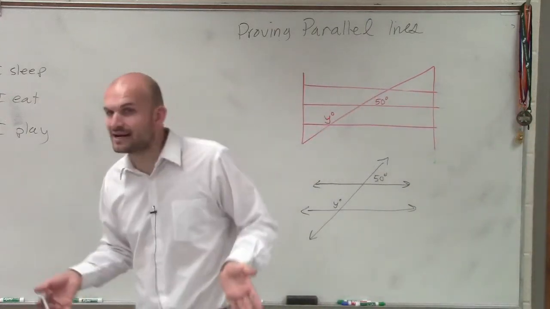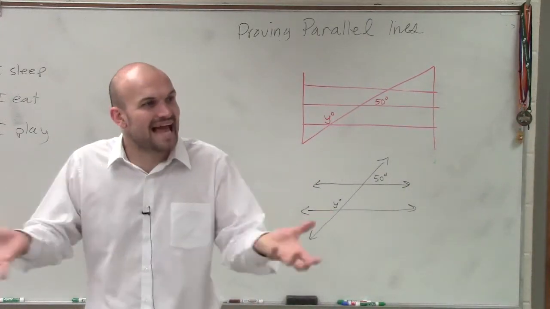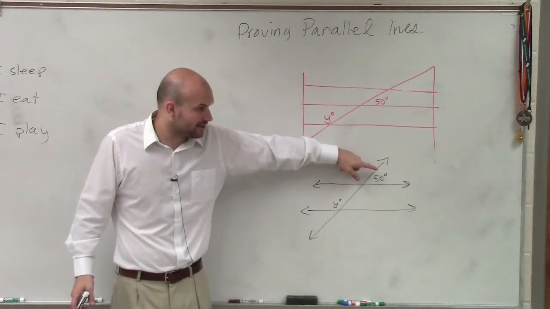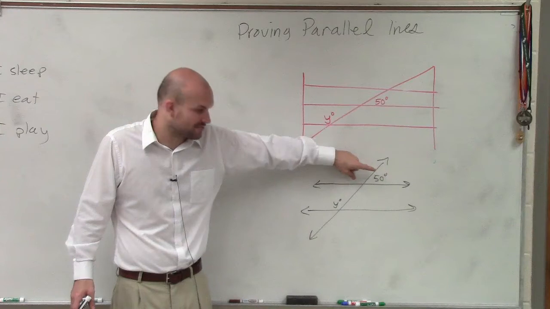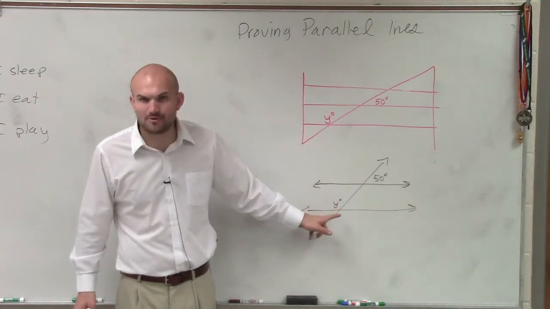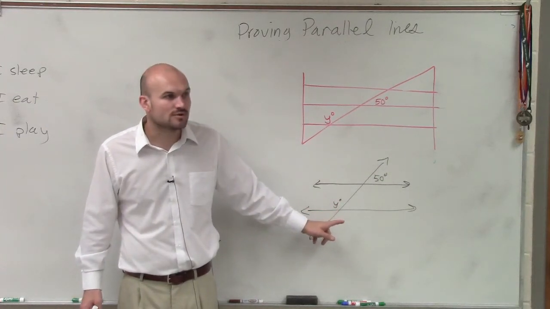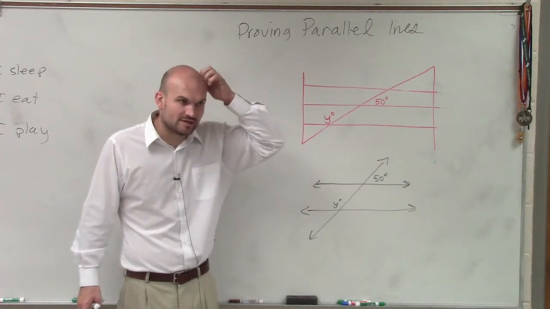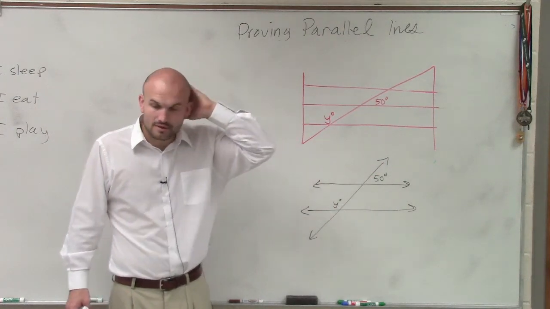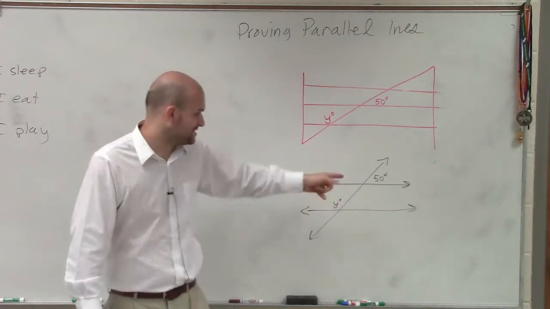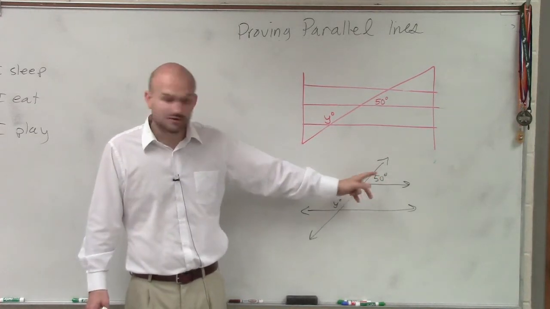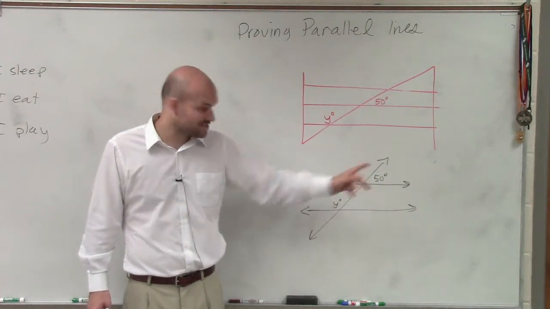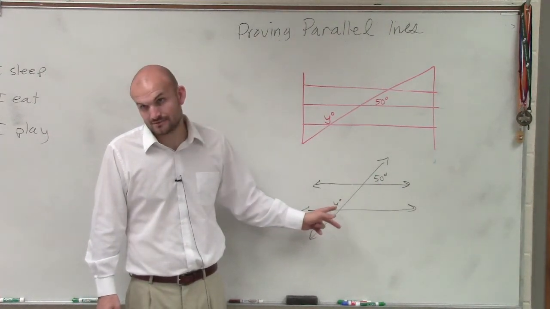But the thing about corresponding angles is they had to be in the exact same position. This angle is in the upper right-hand corner of the intersection of the line and the transversal. Is this angle in the upper right-hand corner? No. So these are not corresponding angles. So you can't say that y is equal to 50 degrees. Okay? They're not consecutive interior because this angle is not interior. They're not alternate interior because that angle is not interior. They're not alternate exterior because that angle is not exterior.